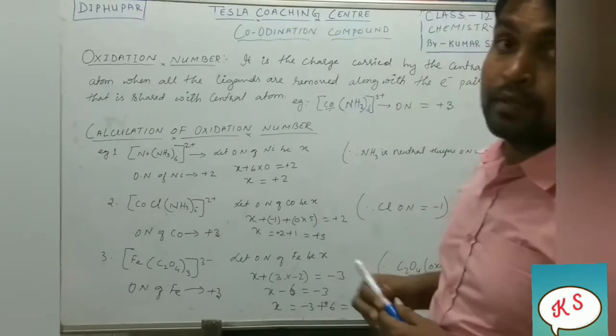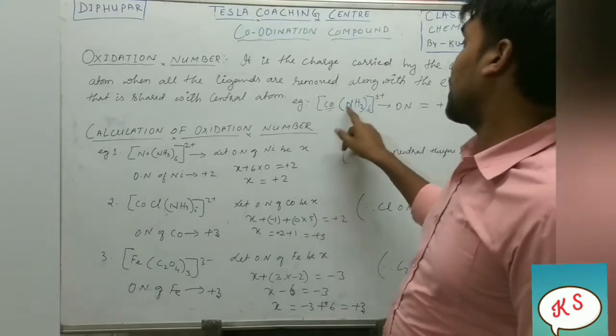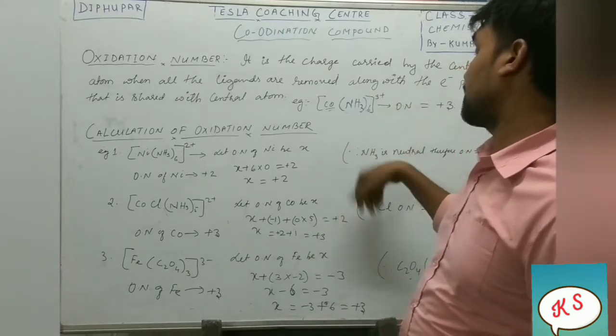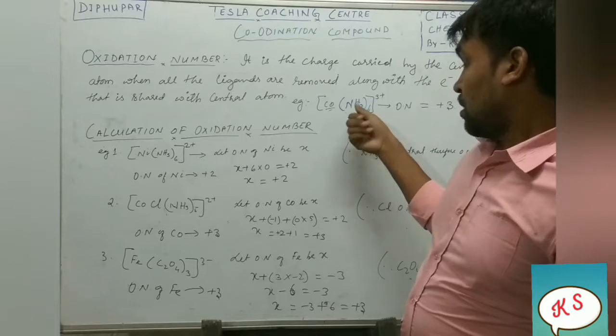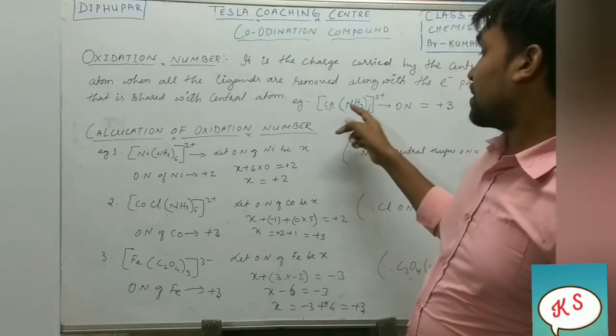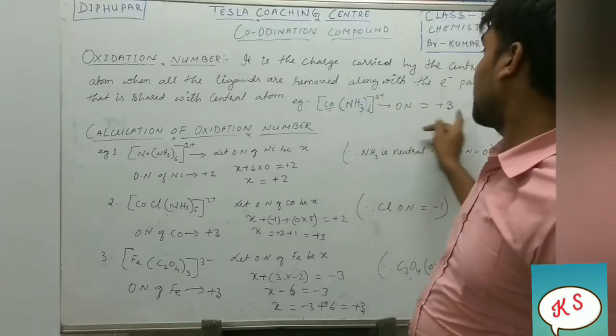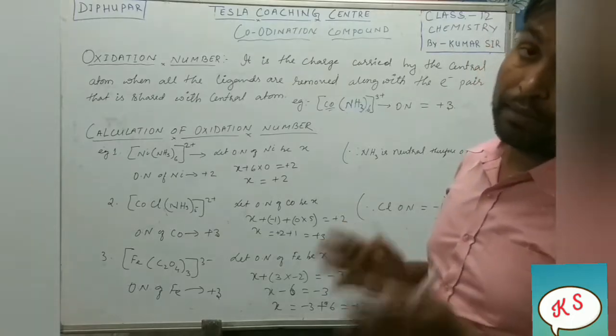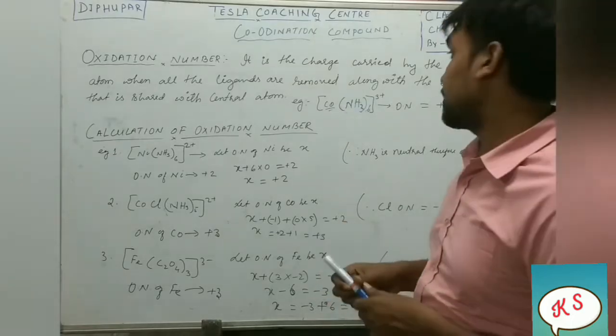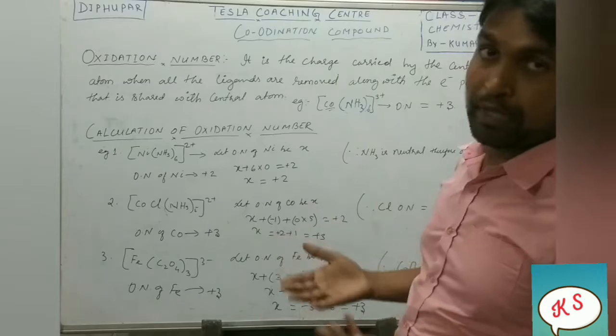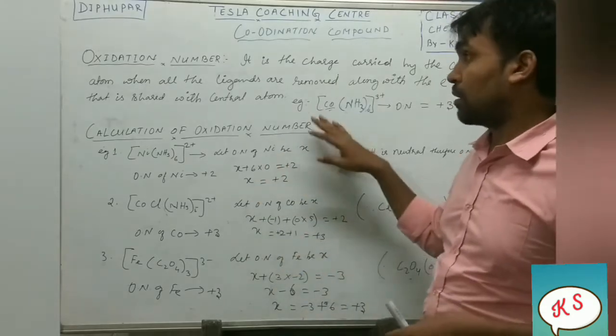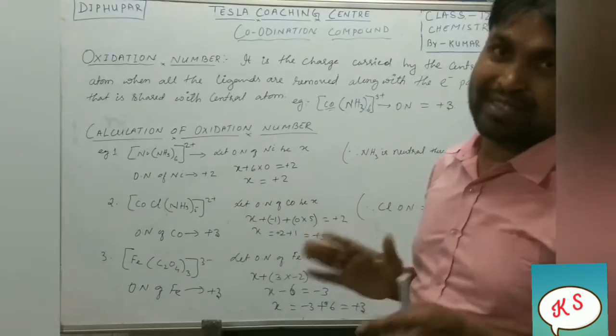So here you can see Co(NH3)6 3 positive. What will be the oxidation number of cobalt? The oxidation number of cobalt will be +3. How is it 3 positive? I will tell you how to calculate, we are going to discuss that next. I hope you have understood what oxidation number means.